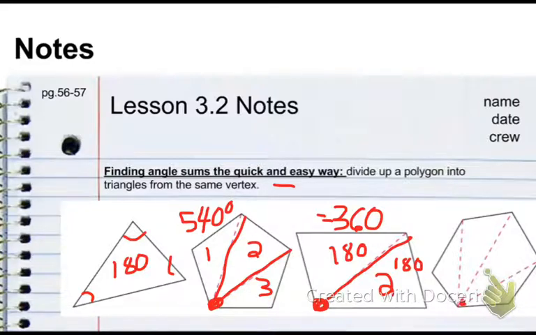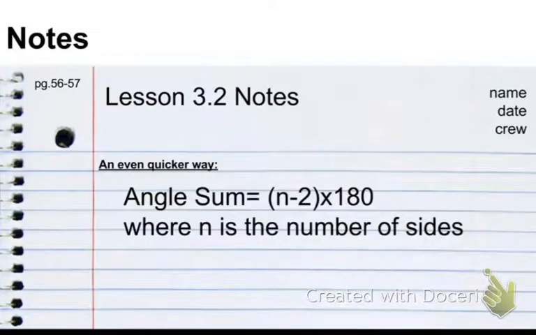So basically, finding the total sum of the angles of any shape is really easy. You just break them up into triangles and figure out how many triangles there are, multiply that by 180 and boom, you have the total angle sum. Which leads us to an even quicker way to find what we want when we have a polygon. If we want to know the angle sums, it's pretty simple. All we do is take the number of sides, subtract 2, and multiply it by 180. So let's try that out.